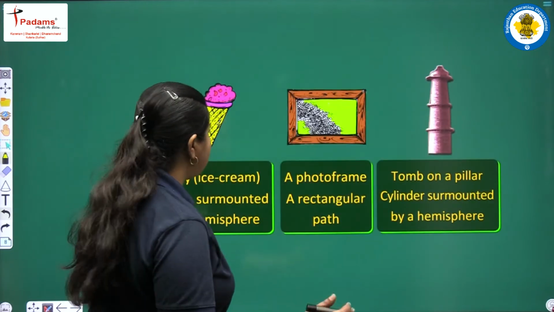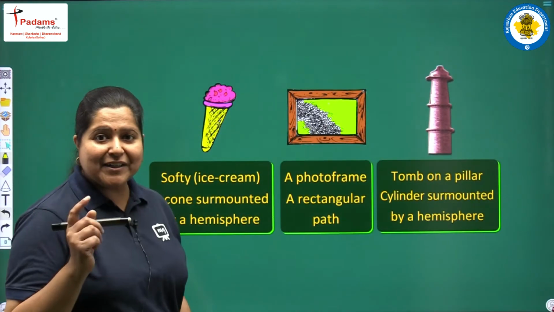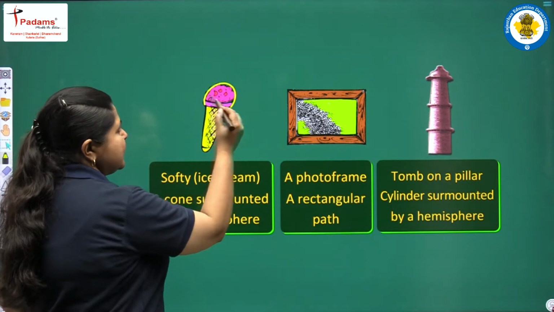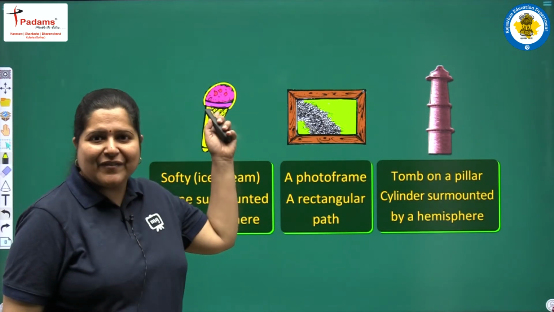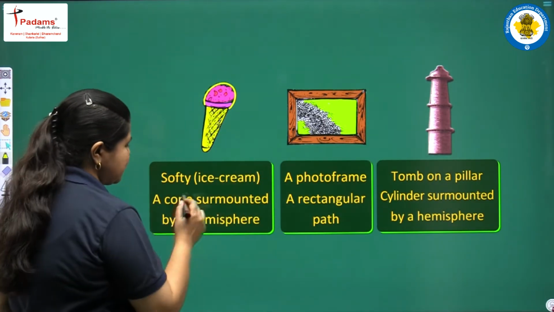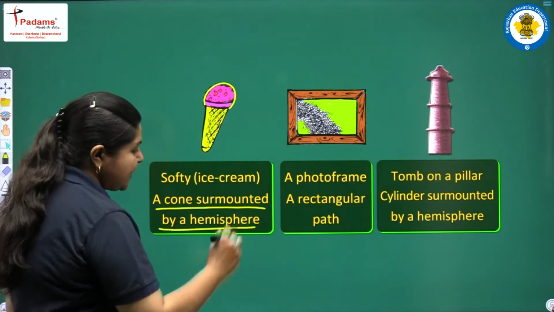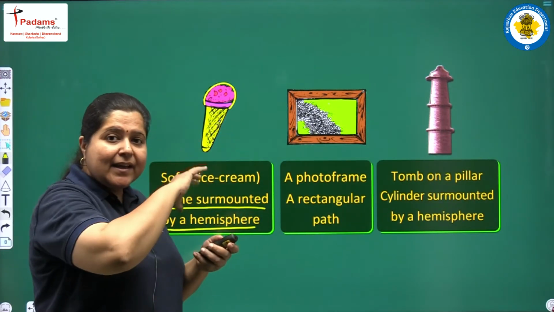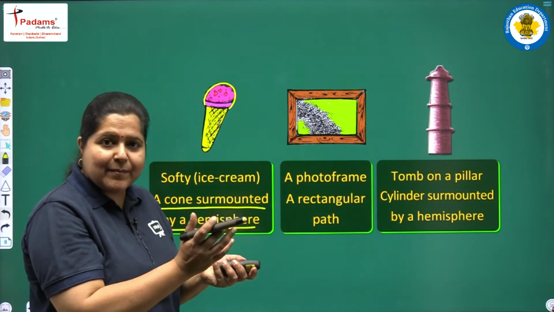Then we have other combinations. This one is very familiar to you all. This is an ice cream cone with the ice cream of your favorite flavor, isn't it? With a hemisphere at the top, a cone surmounted by a hemisphere. It is an ice cream cone and on top there is ice cream in the shape of a hemisphere.